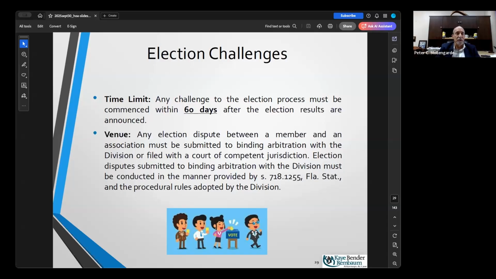Election disputes submitted to binding arbitration with the division are conducted in a manner provided by 718.1255, again, which is a condominium statute, and the procedural rules adopted by the division. So here is one instance where there's some overlap with respect to dispute resolution for elections, where the division, which generally just deals with condos, in this case also deals with an HOA with election disputes.